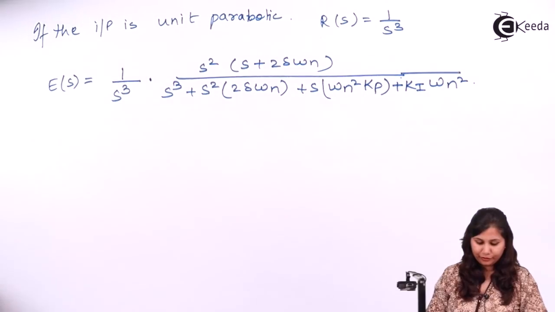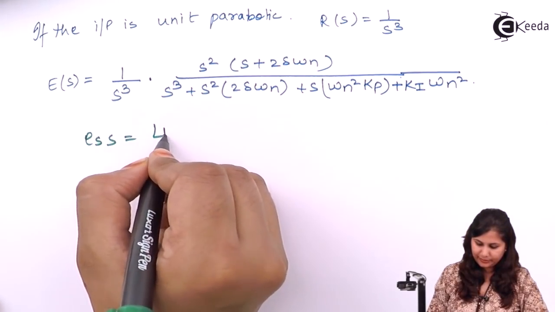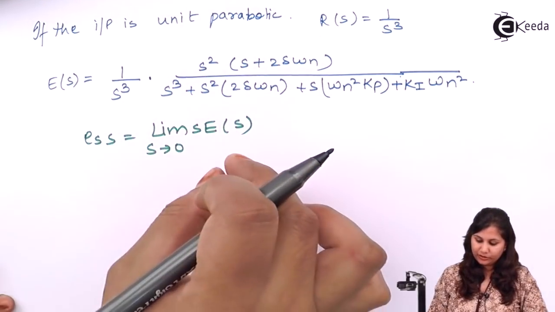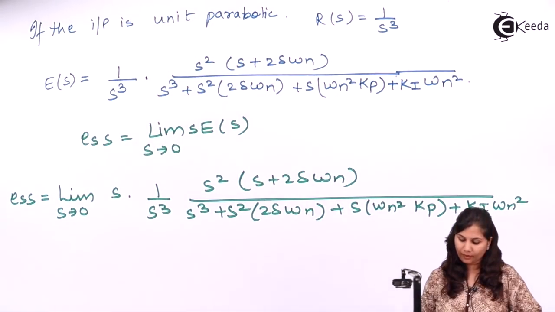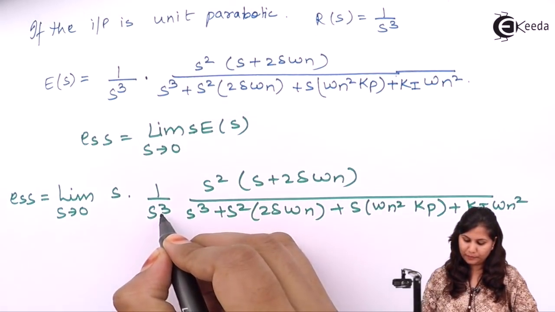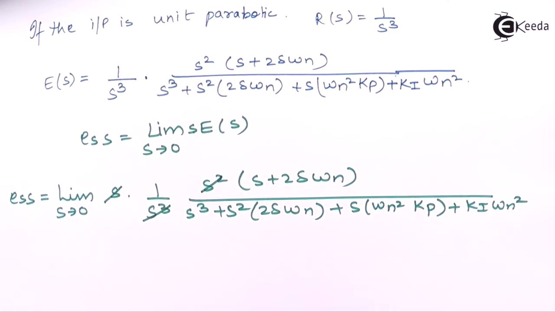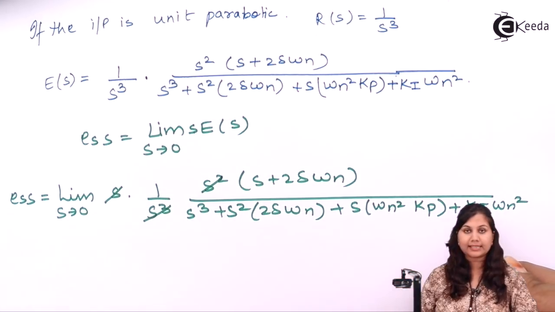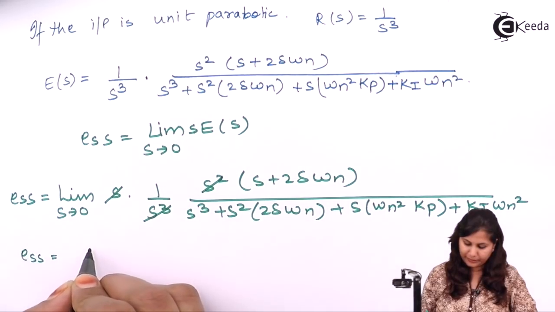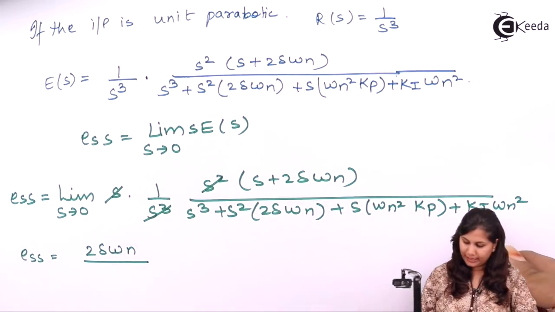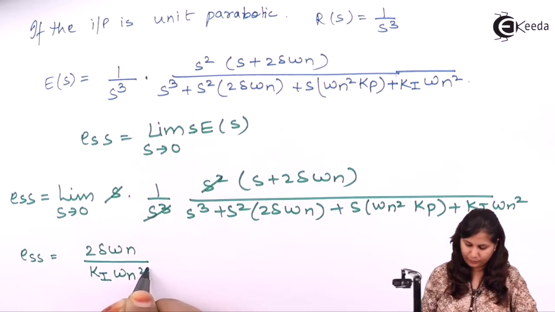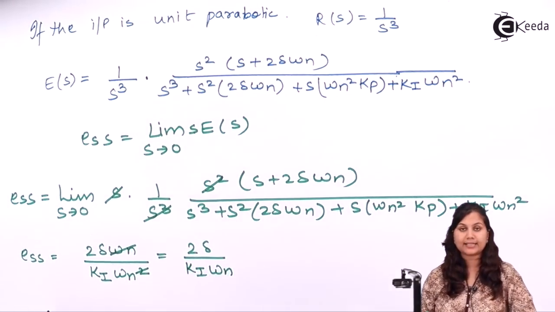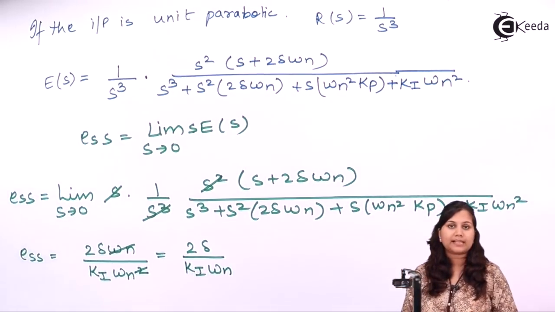Now let's calculate the steady state error for this. The steady state error is ess equals limit s tends to 0 of s E(s). Substitute the value of E(s) here and apply the limits. We have s cube over s square, so this will be cancelled out. As s tends to 0, this will become 0 plus 2 del omega n; this term will become 0, and this is Ki omega n square. So the steady state error will be 2 del omega n upon Ki omega n square, which becomes 2 del upon Ki omega n. So this is the steady state error for a unit parabolic function when the system is having the proportional and integral controller.